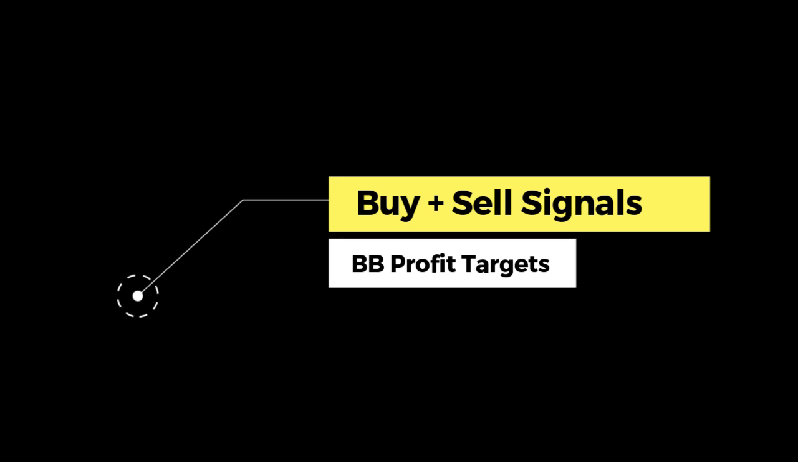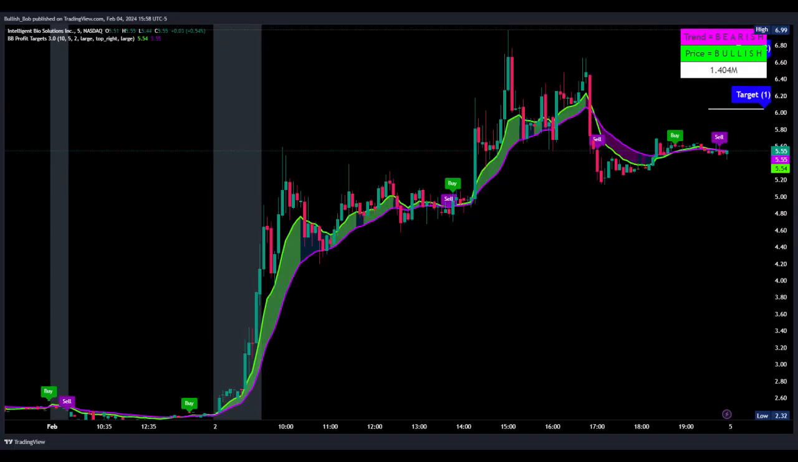Buy and sell signals. Now we have clear indications of where to buy and where to sell with these chart signals. Use this in conjunction with your strategy to add conviction to your trades.